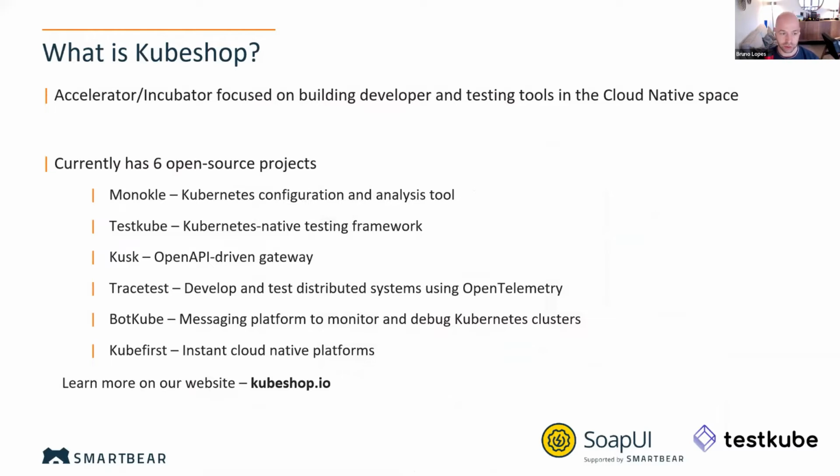We have 6 projects right now. We have Monocle, Testkube, Kusk, all these tools. For example, Monocle is for Kubernetes configuration and to help you deploy your resources. The one that I'm currently leading is the Kubernetes native testing framework, which we are going to talk about in a bit. And we have a lot more that you can also watch later.